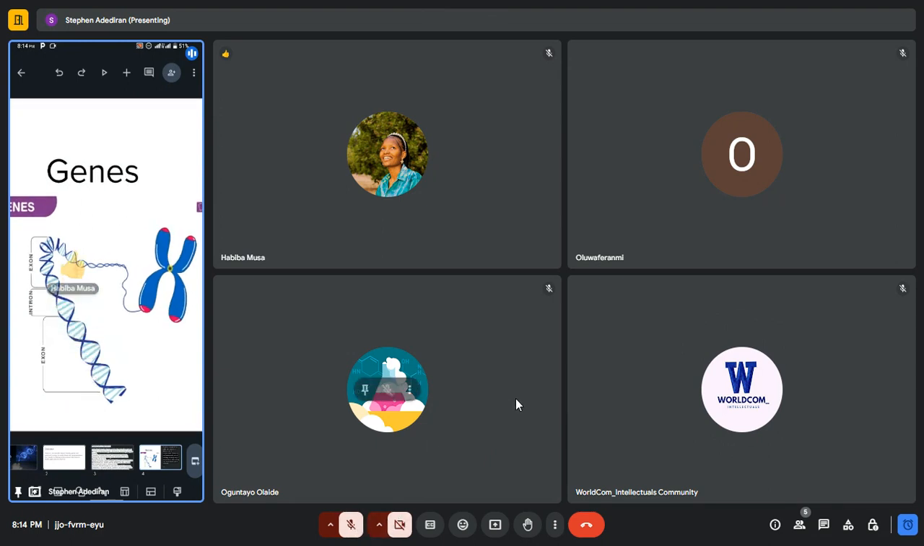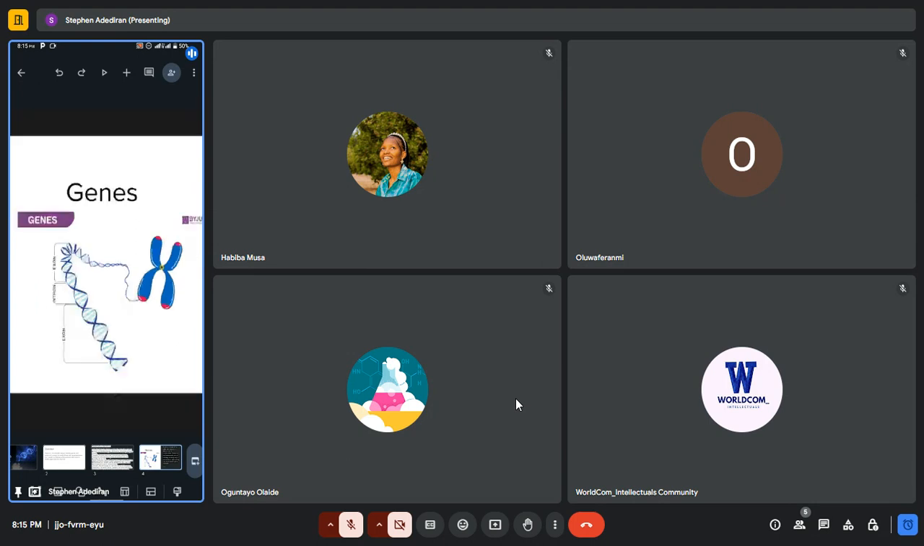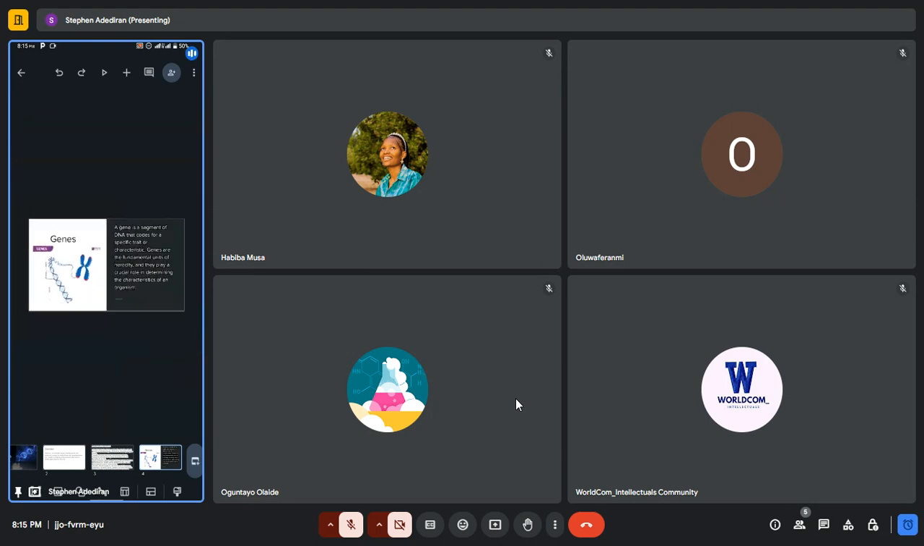Now if you can see this diagram, that X-like structure is the chromosome. Then you will see a line moving to something that is wiggly. That wiggly structure is called the DNA, but inside the DNA you have the genes. The gene is inside the DNA, a structure that is inside it. So this whole wiggly structure is the DNA, but inside it is the gene. Are we getting it? Now I'll move to the next slide.